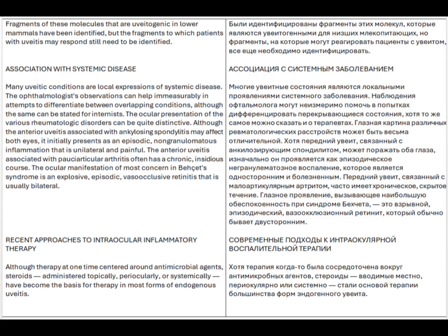Association with systemic disease. Many uveitic conditions are local expressions of systemic disease. The ophthalmologist's observations can help immeasurably in attempts to differentiate between overlapping conditions, although the same can be stated for internists. The ocular presentation of the various rheumatologic disorders can be quite distinctive. Although the anterior uveitis associated with ankylosing spondylitis may affect both eyes, it initially presents as an episodic, non-granulomatous inflammation that is unilateral and painful. The anterior uveitis associated with pauciarticular arthritis often has a chronic, insidious course.